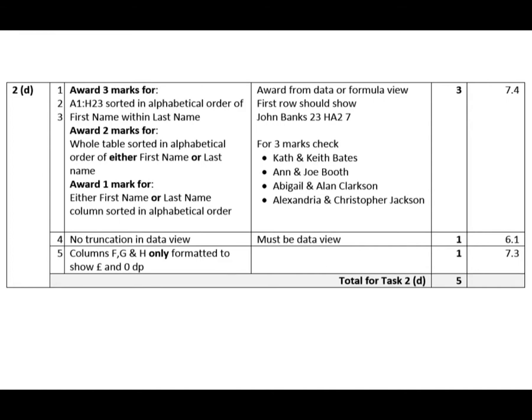So I would recommend downloading these from the website or getting them off your tutor and spending some time looking through them, particularly on the chart part, or task 3 definitely. We'll cover more detail about task 3 when we get to it. This particular one, they have asked for no truncation in data view, and then it says columns F, G, H only formatted to pounds with 0 decimal places. So it hasn't actually mentioned any other formatting, so that's quite strange. That's not normally the way.